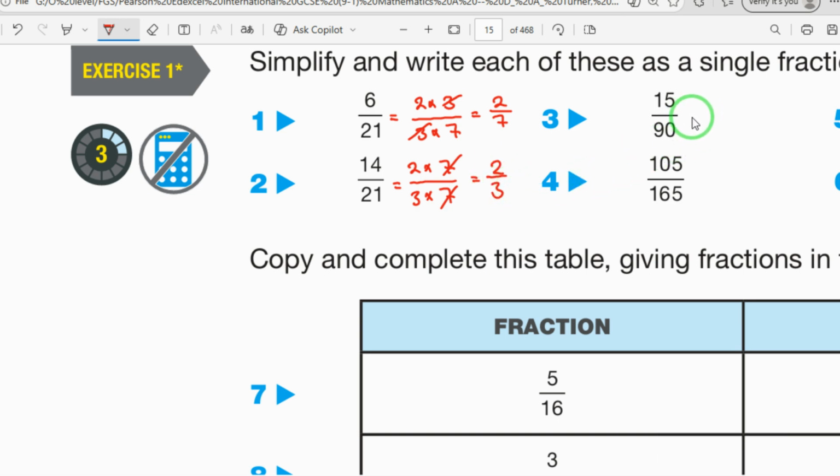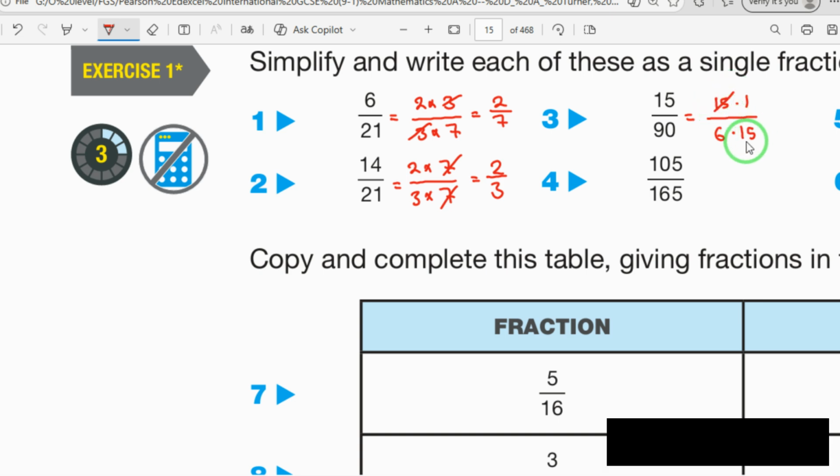We come to question number 3. Here 15 over 90, we can write 15 as 1 times 15, and 90 as 6 times 15. Actually 15 is the common factor between 15 and 90. Here we can simplify 1 times 15 and 6 times 15. So the final answer is 1 over 6.